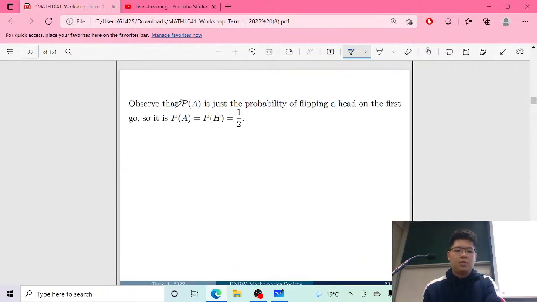So let's start with the probability of A. The probability of flipping a head on the first go, it's just half, right? Because at any time when you flip the coin, it's going to be half heads and half tails. So the probability of A is just going to be half.